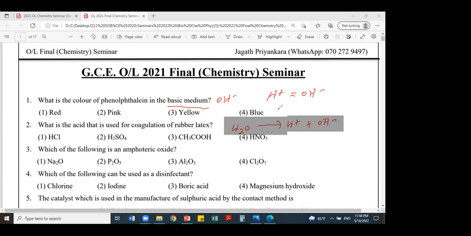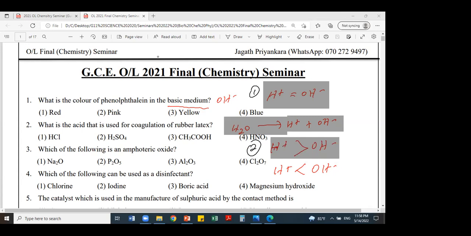Therefore, it is neutral. Number 2, if H plus ion concentration is greater than OH minus, then we call it acidic. If OH minus ion concentration is greater than H plus, that is a basic medium. Therefore, a medium becomes acidic or basic based on this. If the concentrations of these two are equal, neutral.